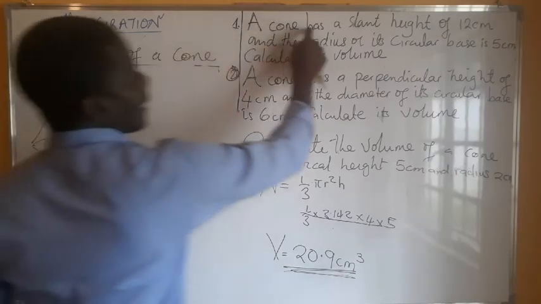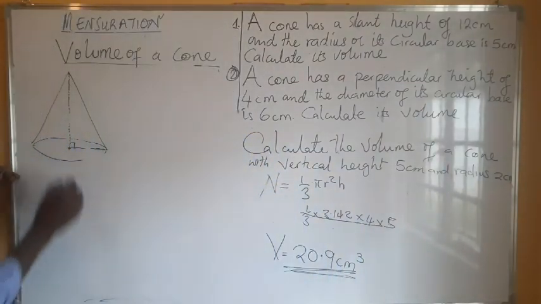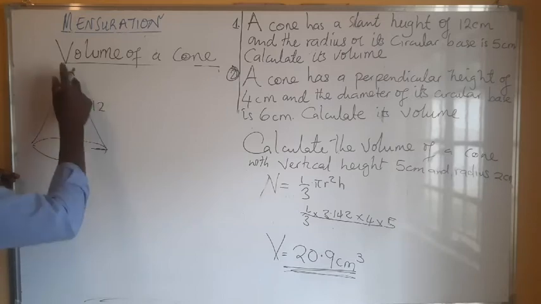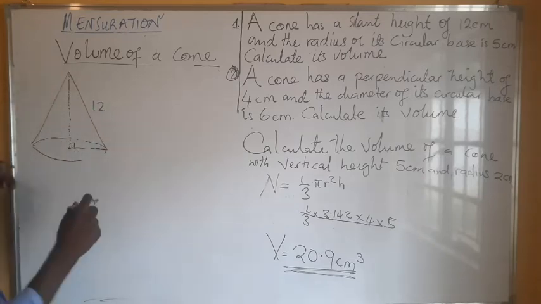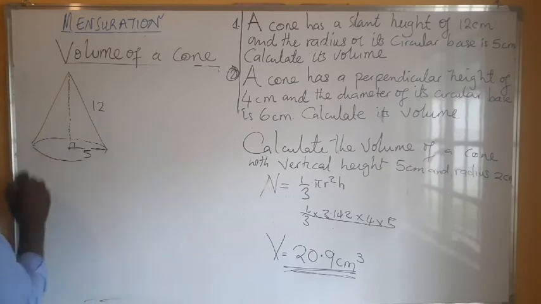A cone has a slant height of 12. Now, what you have been given is the slant height. Take note, slant height is this one. This is the slant height. And the radius is also given as 5.